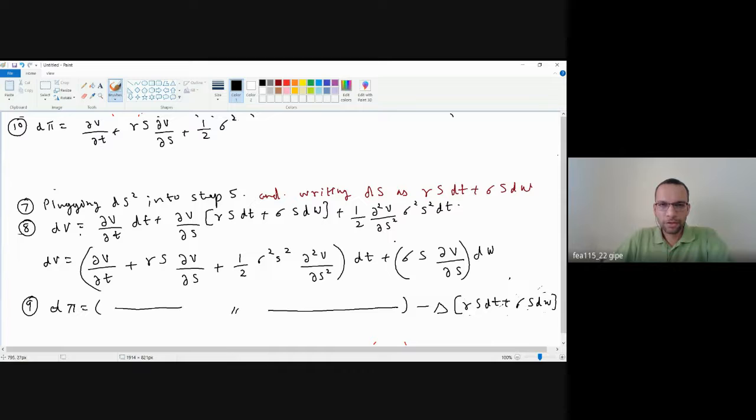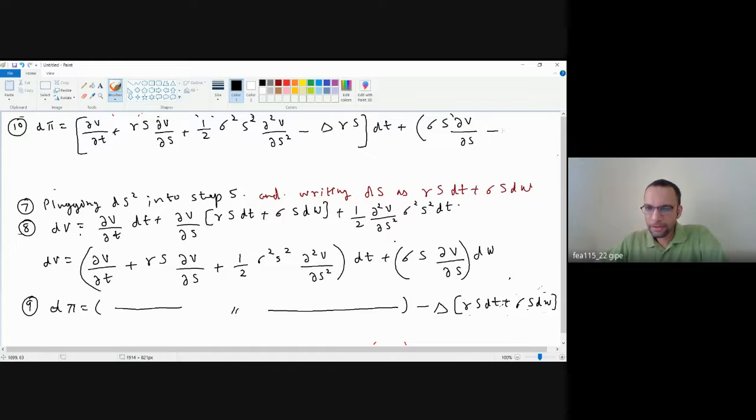1/2. Just a couple more steps and we are done. σ² S² ∂²V/∂S² minus delta r S, and this will be whole bracket into dt, plus we have σ S ∂V/∂S minus delta into σ S, and I have a dW common outside. So again, I have two terms. I have something in dt and something in dW.